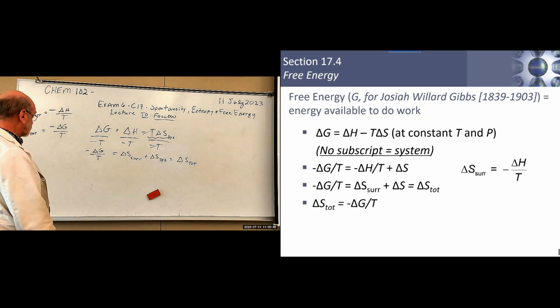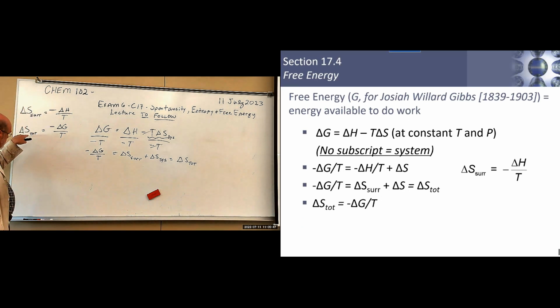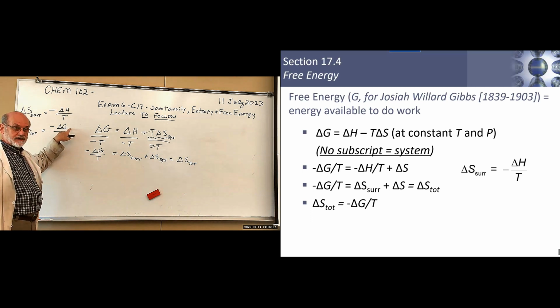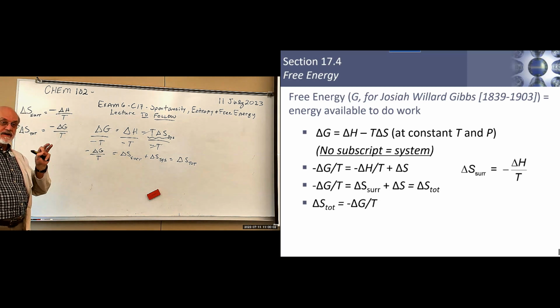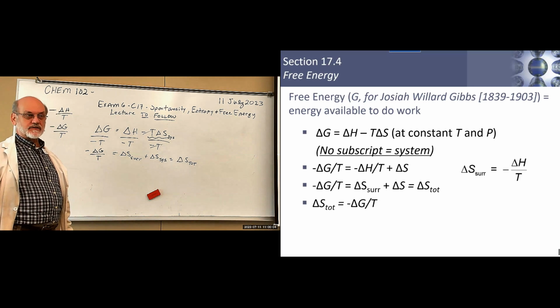All right. Well, we know that if this is positive, we have a spontaneous reaction, correct? So what does that mean? That means that delta G is negative. A negative times a negative is positive. If delta G is negative, then we have a spontaneous reaction.